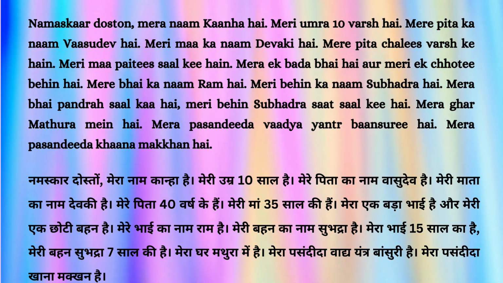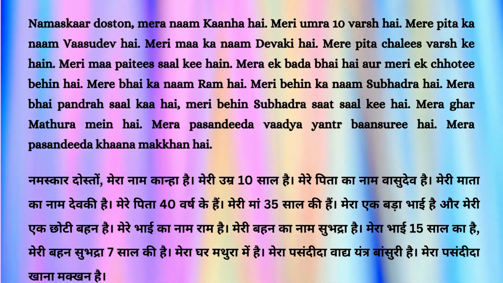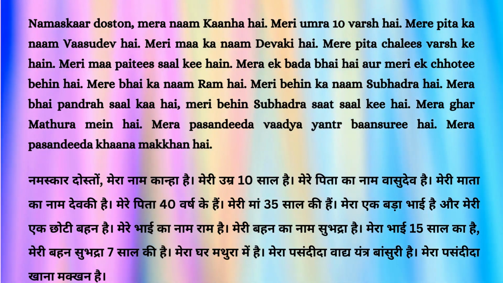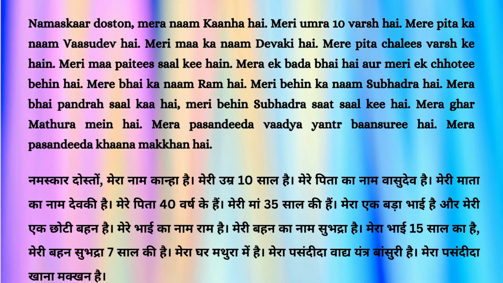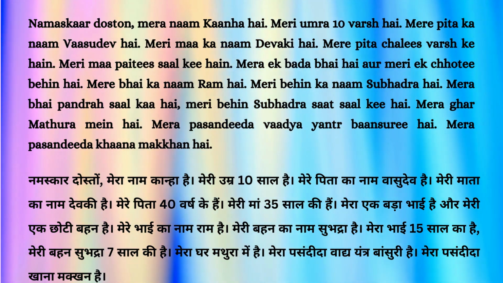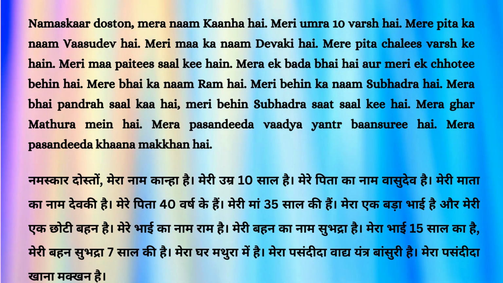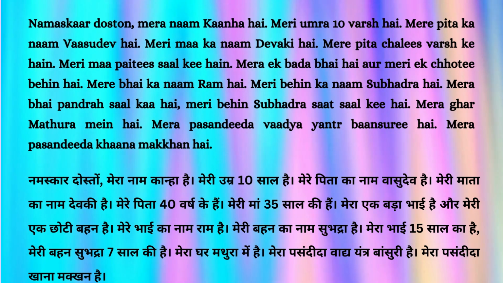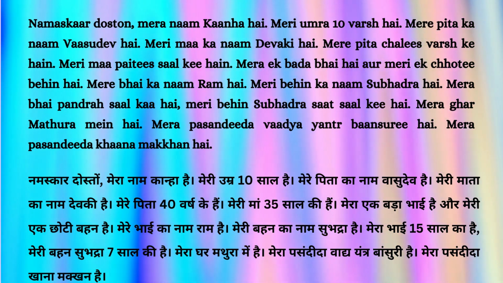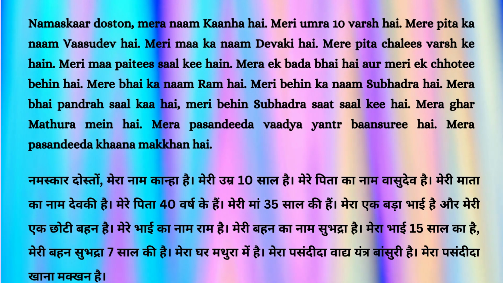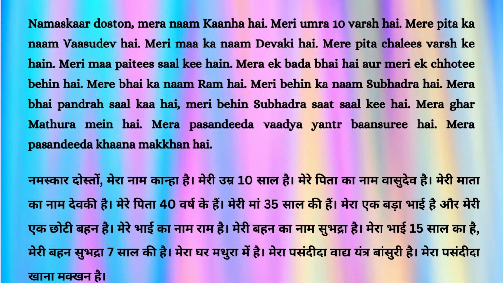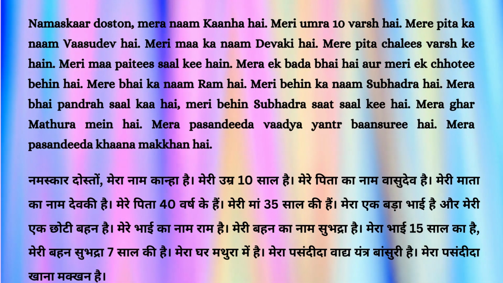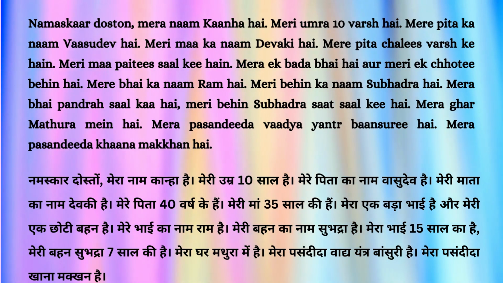मेरा एक बड़ा भाई है और मेरी एक छोटी बहन है. I have an elder brother and I have a younger sister. मेरे भाई का नाम राम है. My brother's name is Ram. मेरी बहन का नाम सुभद्रा है. My sister's name is Subhadra. मेरा भाई 15 साल का है. मेरी बहन सुभद्रा 7 साल की है. My brother is 15 years old and my sister Subhadra is 7 years old.